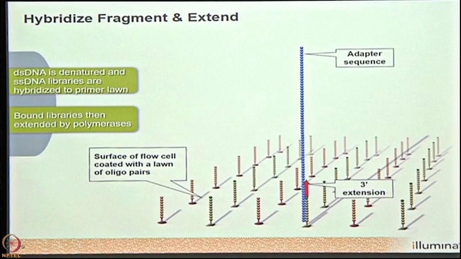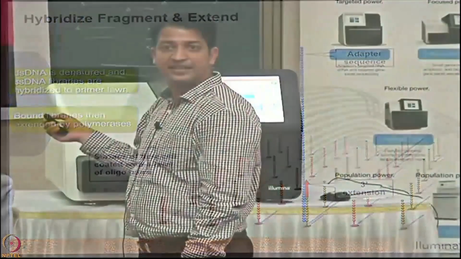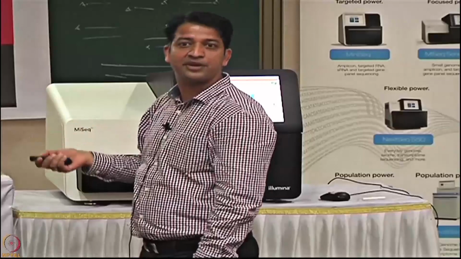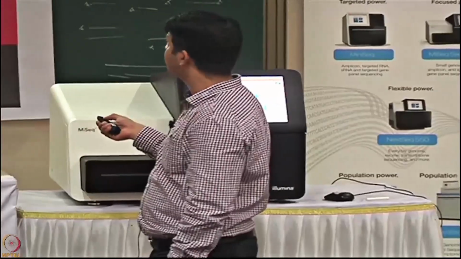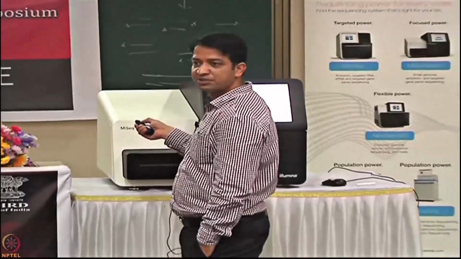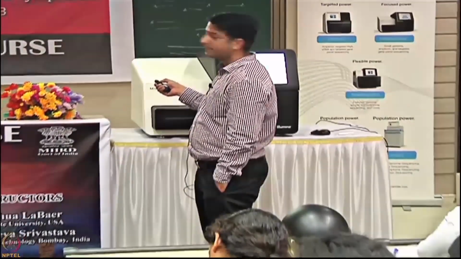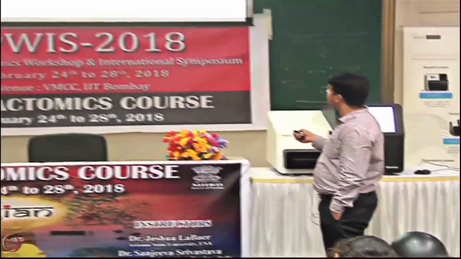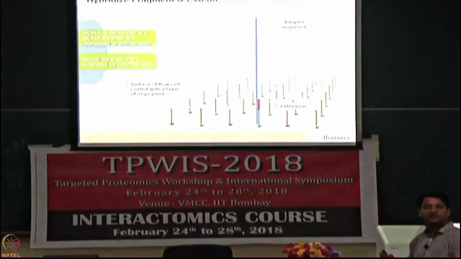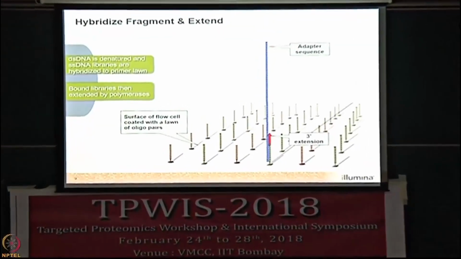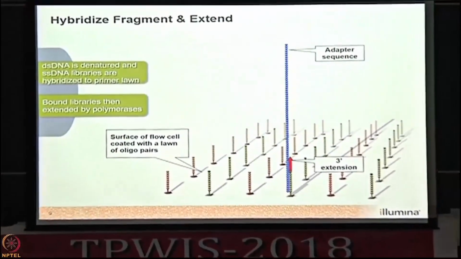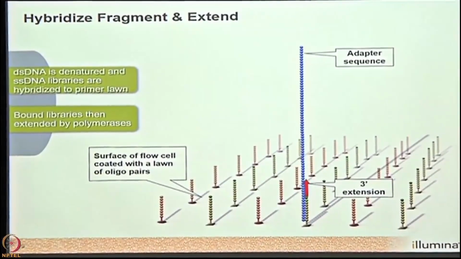So one of the fragments will go and bind to the flow cell, right? And you can see how it bound here with the help of hydrogen bonding, simply because this region is complementary. You can see this is covalently bound to the surface of the flow cell, and because this region is complementary, it will go and bind with the help of hydrogen bonding. Okay, and we extend this end with the help of DNA polymerase. So you can see you will be getting a structure like this.